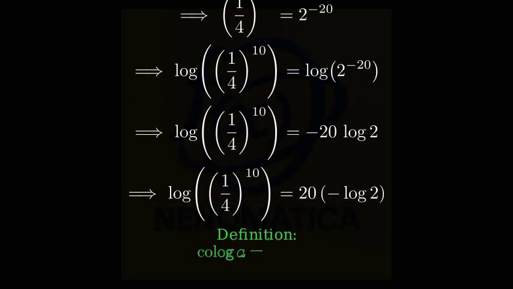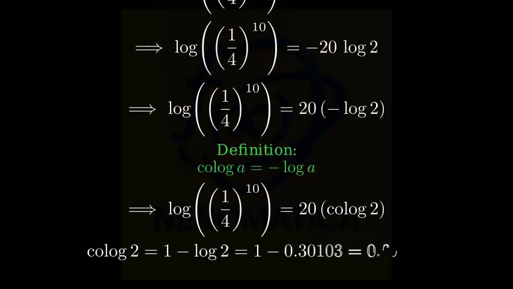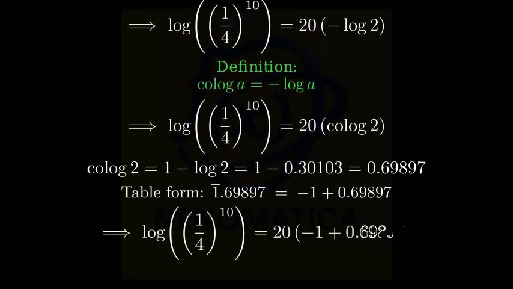Step 6. Introduce the cologarithm. By definition, colog of a equals negative log of a. Therefore, negative log 2 equals colog 2. Step 7. Using the given value log 2 equals 0.30103, we compute colog 2 as 1 minus log 2, which equals 0.69897. In table notation for negative logarithms, we write bar 1.69897, which means negative 1 plus 0.69897.